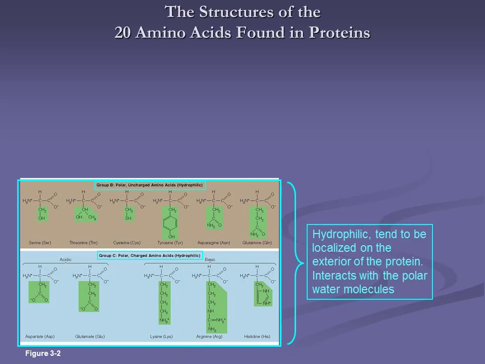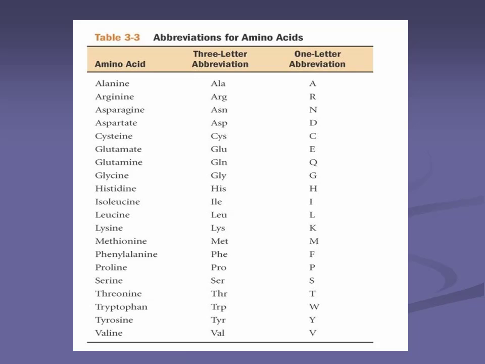So acidic or basic, is it the positive or negative? Yeah, positive or negative. So here are our names. Here are our 3-letter abbreviations. 3-letter abbreviations are pretty straightforward. But the single letter abbreviation, see we got 4 A's. Alanine, A. Arginine, whoops. Asparagine, N. Aspartate, where they got the D, I don't know.